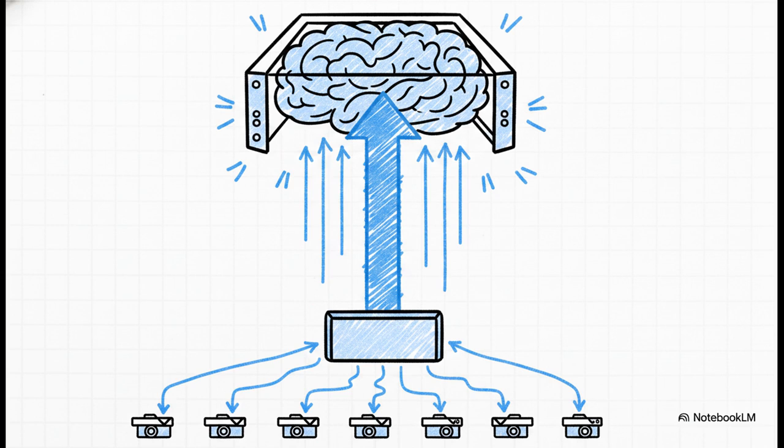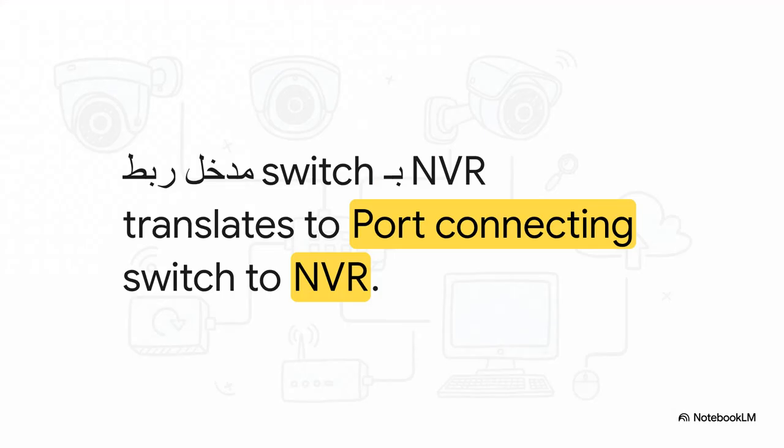Up to this point, the switch has gathered 8 distinct, very heavy data streams. But here's the catch. It doesn't store any of it. It just acts as the funnel. It aggregates all that crazy traffic to push it neatly upward, right into our recording unit. If you look closely, you'll spot a specific Arabic annotation right here, Madkhal Rabat Switch the NVR, which translates perfectly to Port Connecting Switch to NVR.